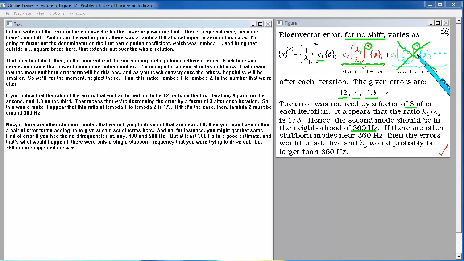Now, if there are other stubborn modes that we're trying to drive out that are near 360, then you may have gotten a pair of error terms adding up to give such a set of terms here. And so for instance, you might get that same kind of error if you had the next frequencies, say at 400 and 500 Hertz, but at least 360 Hertz is a good estimate, and that's what would happen if there were only a single stubborn frequency that you were trying to drive out. So 360 is our suggested answer.